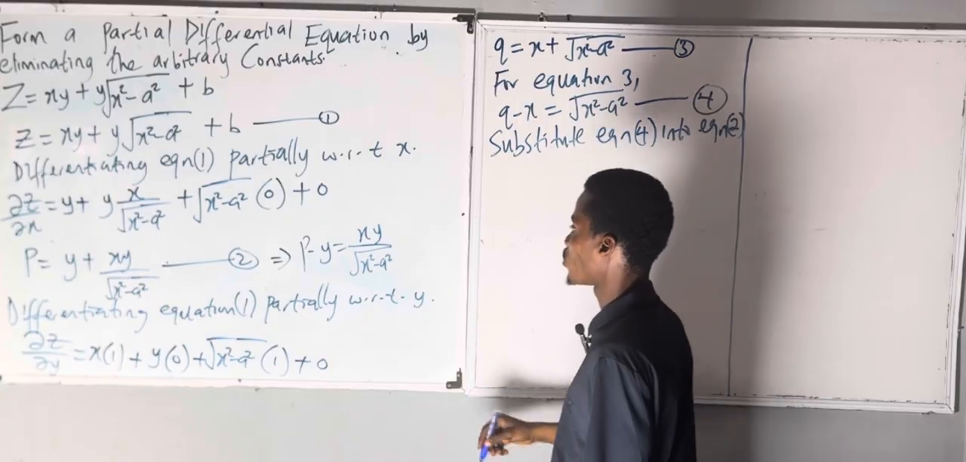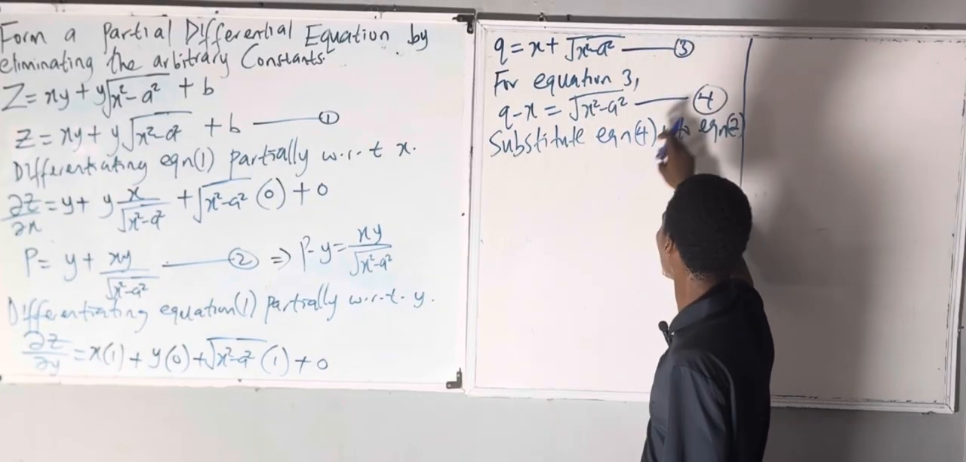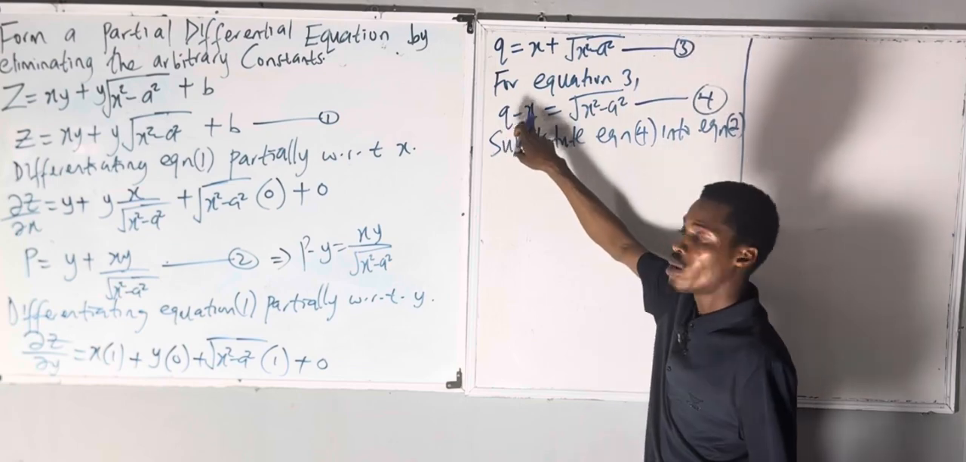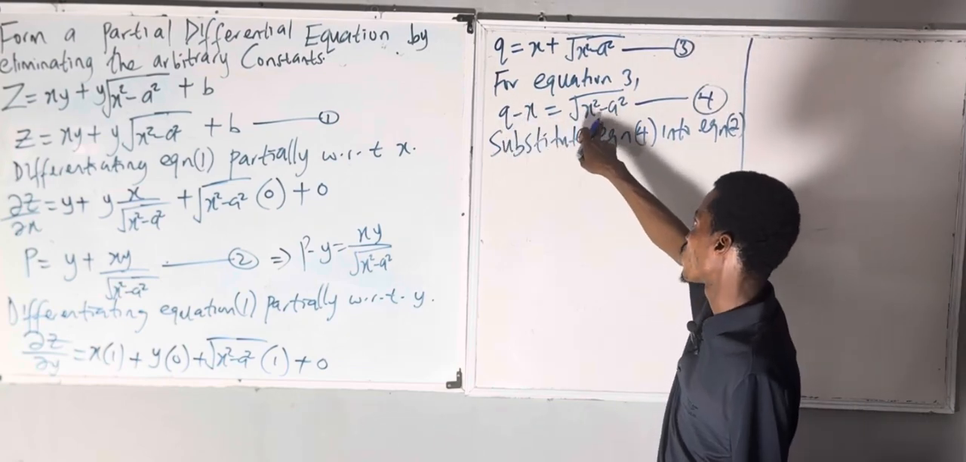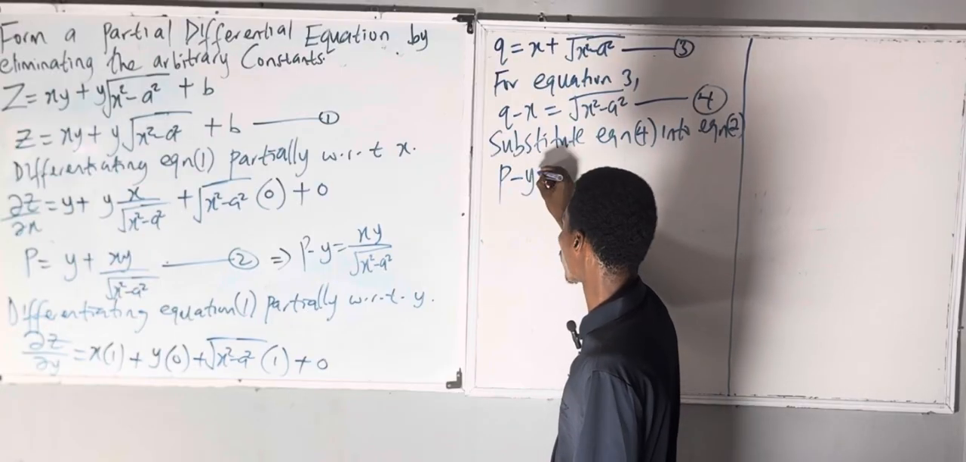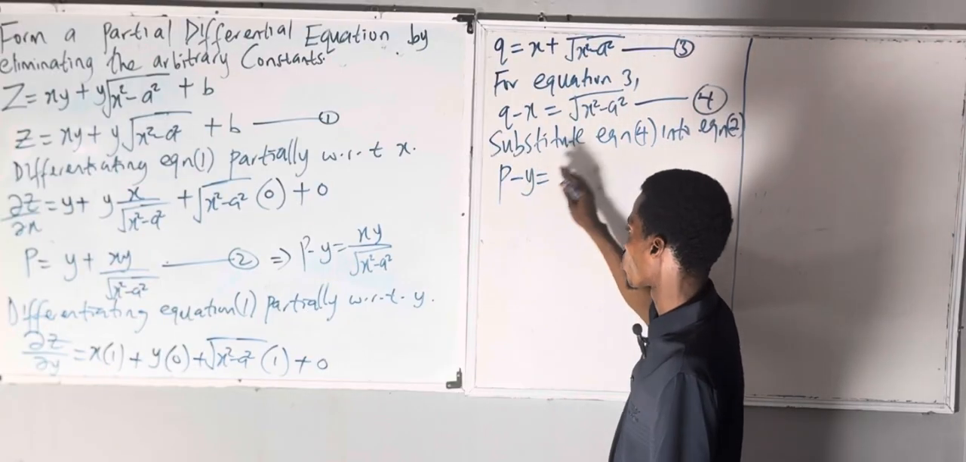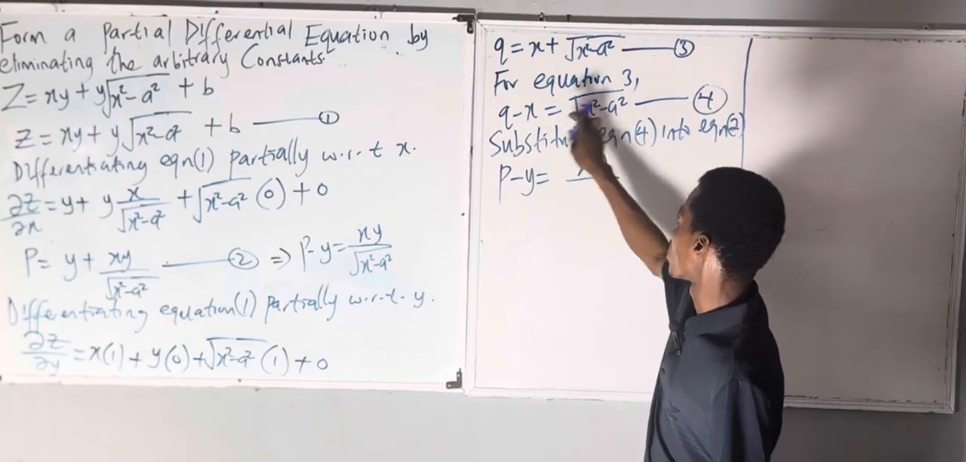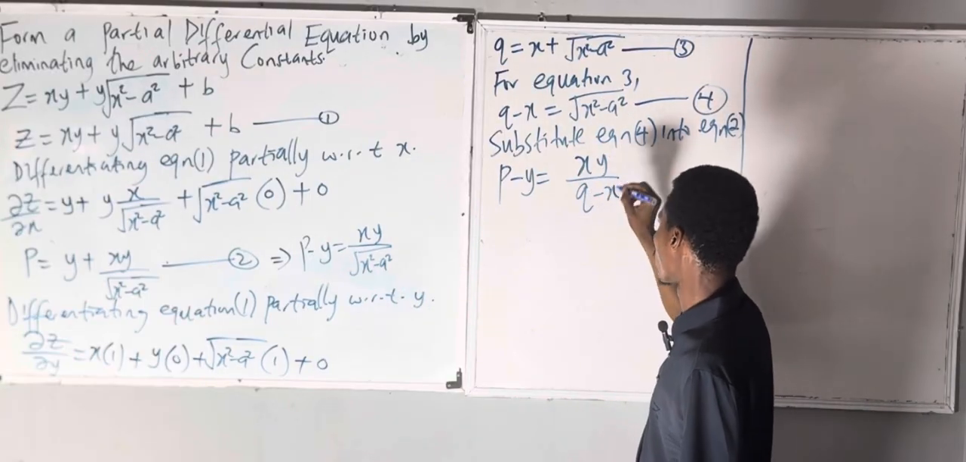So what am I going to have? What is my equation 4? My equation 4 is this. Whenever I see q minus x, I'm going to put root x square minus a square into equation 3. So our equation 2 is p minus y, xy over root x square minus a square, is q minus x.